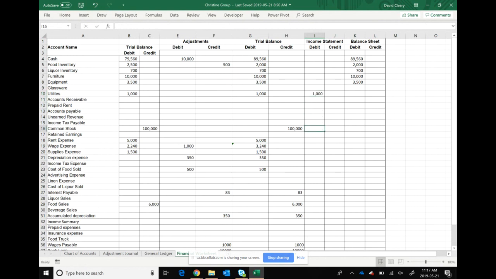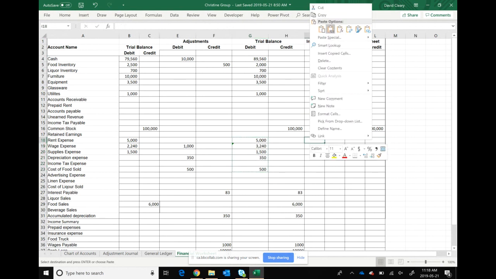Common stock. Where would your common stock show up? An income statement or a balance sheet? It would show up on your balance sheet because it's equity. Common stock, it was a credit of 100,000. Next, your rent expense, wage expense, supplies expense, depreciation expense, and cost of food sold. All four or five of those are expenses. Where would those show up? Your income statement, exactly. So put that right here.